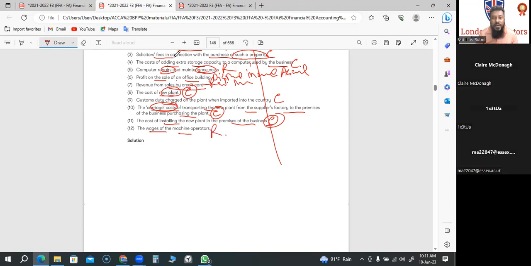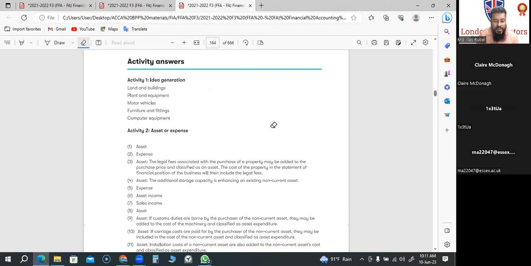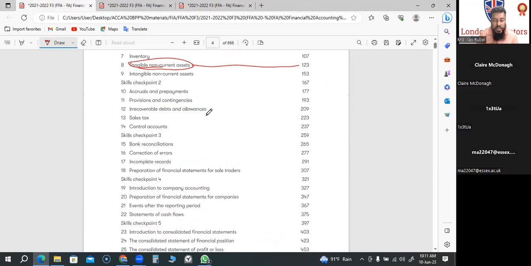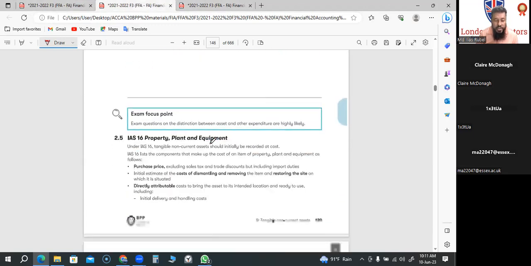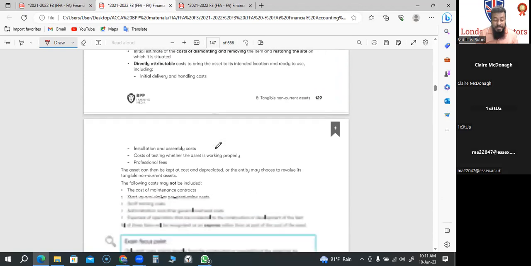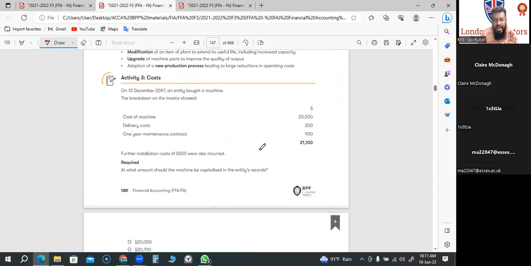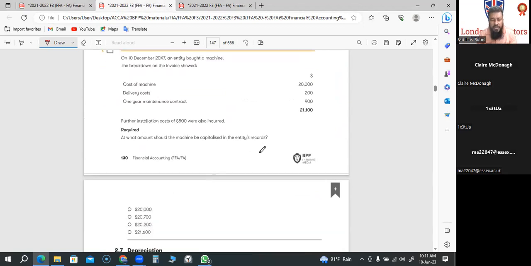Fine. Well done. Do you want to see the answers? Have a look. Here is your answer. You can take a screenshot later on. That's your answer. Brilliant. Let's go to the next part of this chapter, which is basically property, plant, and equipment. These are non-current assets. I'd like to go through another activity with you quickly.